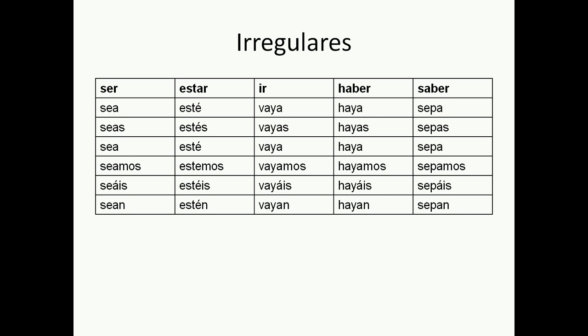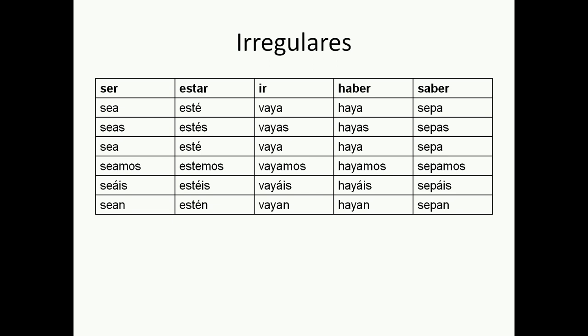Estar is irregular because of the pronunciation. The intonation is in the last syllable, and that is why some persons in the verbal conjugation have a tilde. Esté, estés, esté, estemos, estéis, estén.